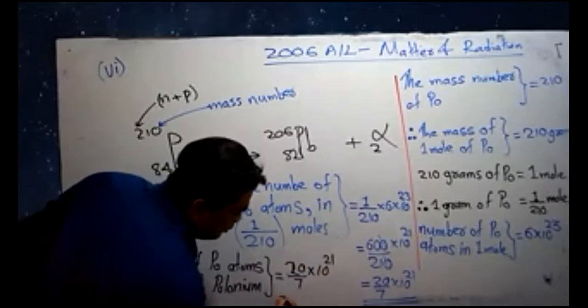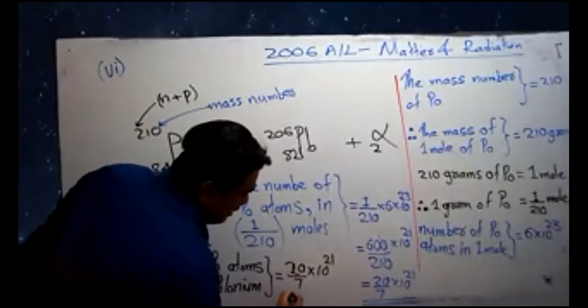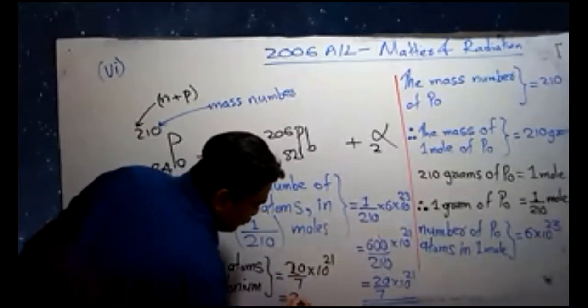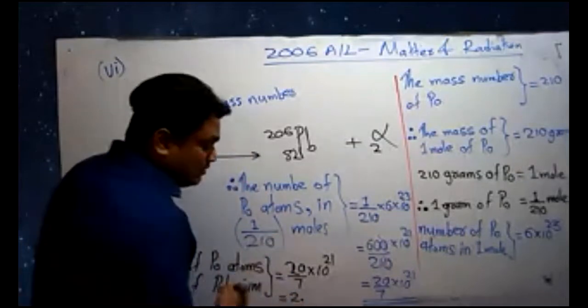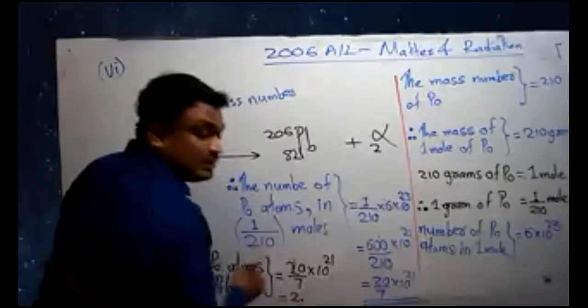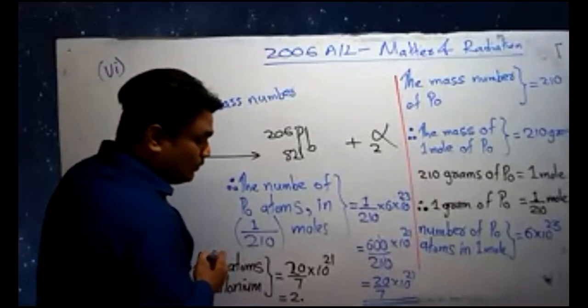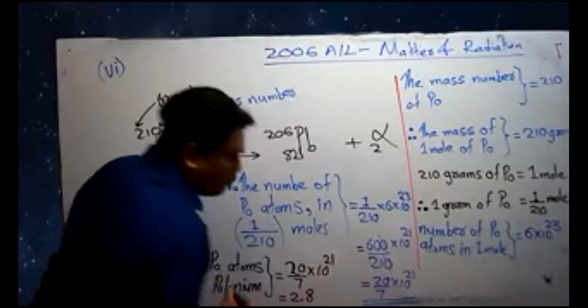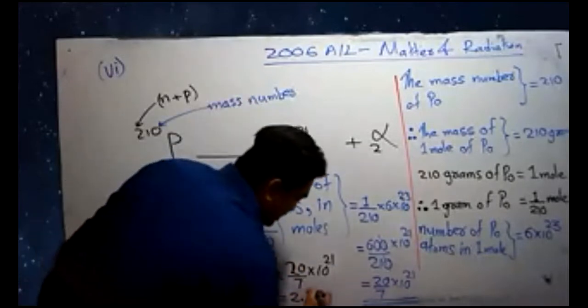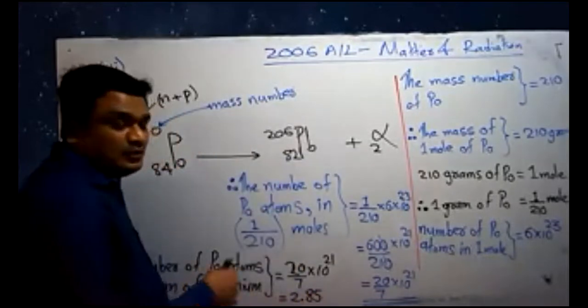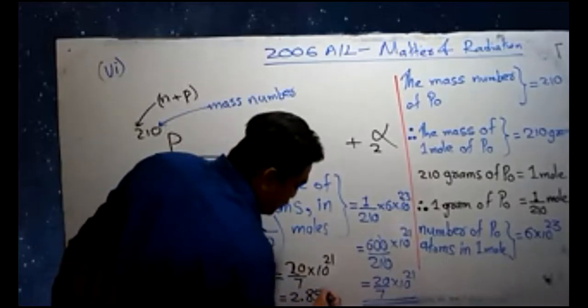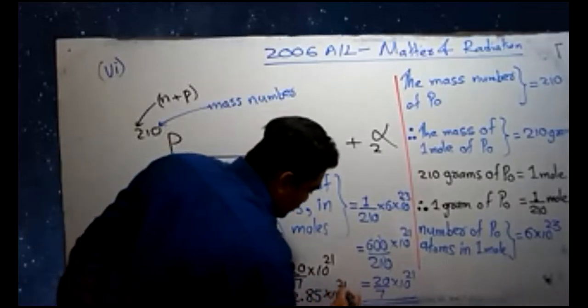Let me divide this. 20 divided by 7 is 2, remainder 6. 60 divided by 7: 7 times 8 is 56, so 8, with 4 remaining. 40 divided by 7 is 5, 35. So 2 decimal places is enough. 2.85 into 10 to the power 21.